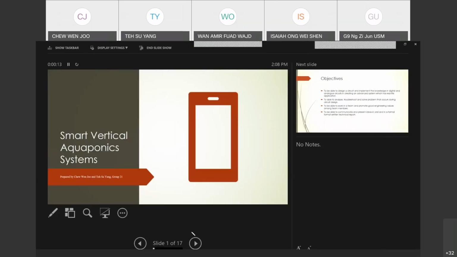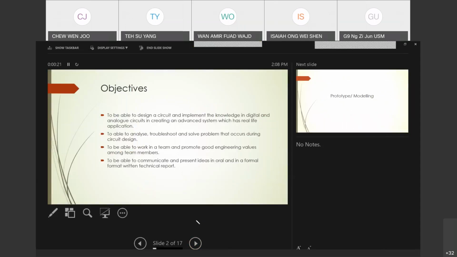Yes, our topic is about smart vertical aquaponic systems. The objective of this project is to design a circuit and implement the knowledge inside digital and analog circuits to create an advanced system which has real-life application. So we are able to analyze, troubleshoot and solve problems during the circuit design, work in a team to promote good engineering values among team members, and communicate and present ideas orally and in a formal written technical report.